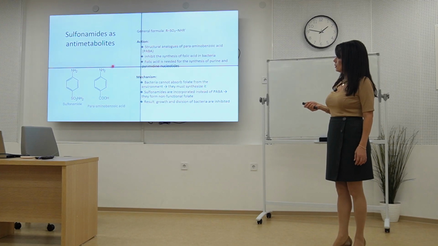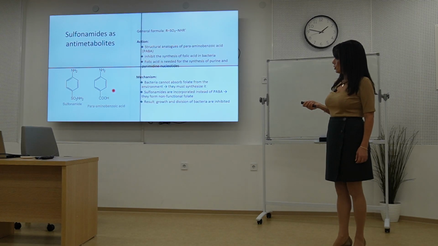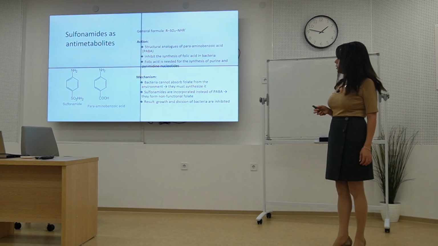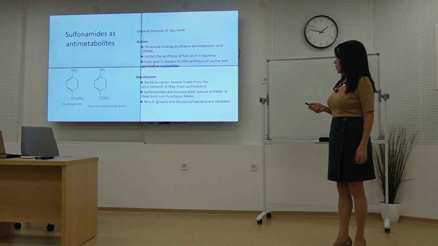Sulfonamides, this is the example of sulfonamides, are structural analogs of para-aminobenzoic acid. The mechanism of action is inhibition of synthesis of folic acid in bacteria, and bacteria cannot absorb folate from the environment. Because they must synthesize it.